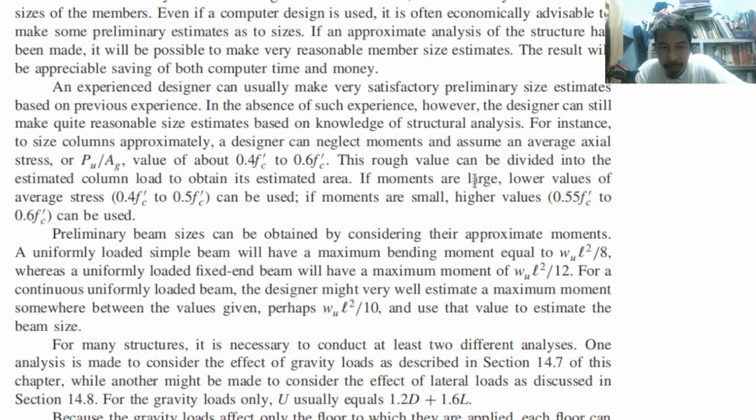If moments are large, lower values of average stress, lower meaning take the half of this, so 0.4 to 0.5, can be used. If moments are small, higher values, 0.55 to 0.6, can be used. Immediately, we have the experience.